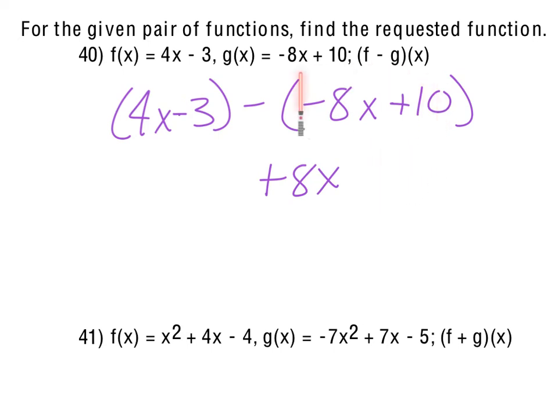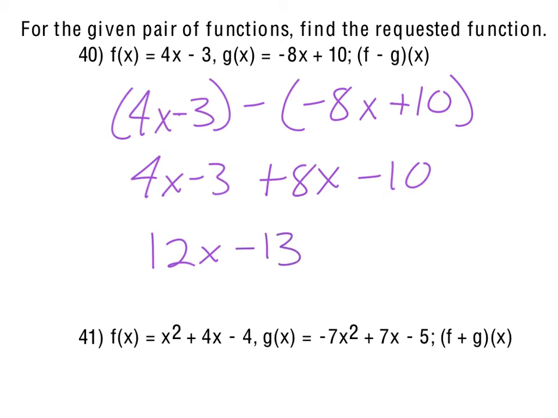And it's like, well, no, you're subtracting that 10. So really it's minus the 10. So 4x minus the 3 plus the 8x minus the 10 is really what we end up with after we take care of the subtracting there. So 4x and 8x ends up being 12x, and then a minus 3 and a minus 10 ends up being minus 13.